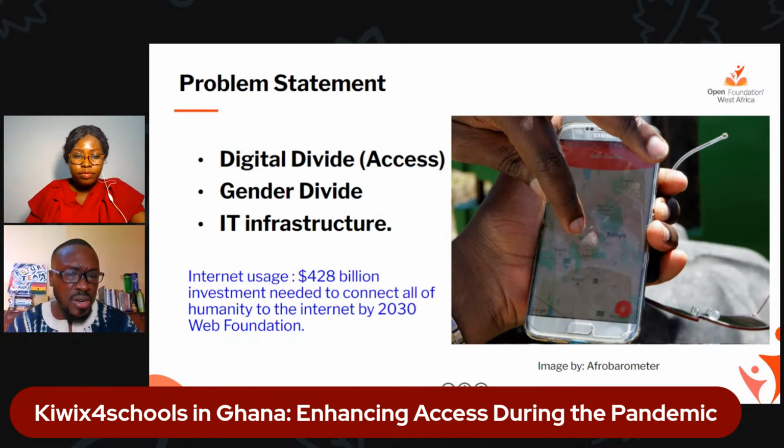Now, the World Foundation has estimated that 428 billion would be needed in the internet space to connect everybody by 2030. And the question is, if we are waiting for this money to be raised amidst all the issues that we have, then the problem is going to exacerbate as and when. So the onus was on us to look at how we can bridge or solve some of these issues that have been raised.